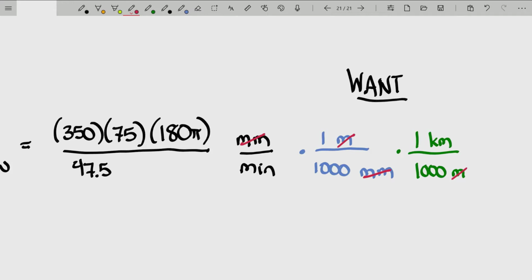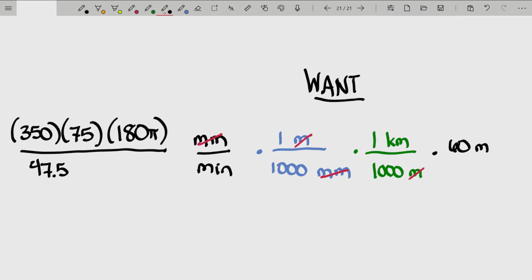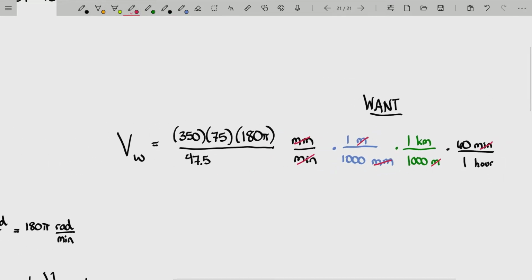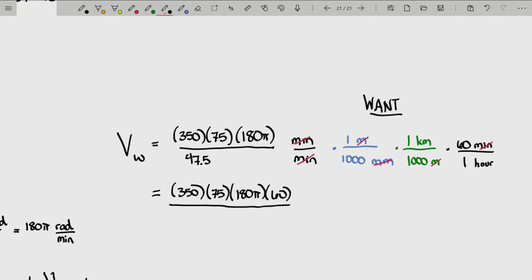Notice that we are now in kilometers per minute. And so the final conversion, I'll just use black ink for this, is to get out of minutes. We know there's 60 minutes per 1 hour. And so the word minutes will cancel beautifully. And now we are in kilometers per hour. I'll write it out first, and then we'll grab a calculator. This is 350, 75, 180 pi times 60 divided by 1,000 times 1,000 times 47.5. And 1,000 times 1,000 is 1 million. And this is kilometers per hour.